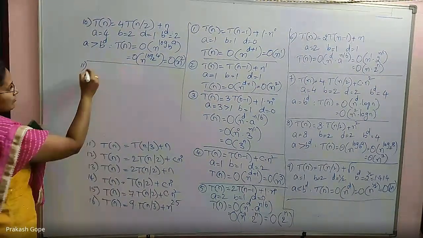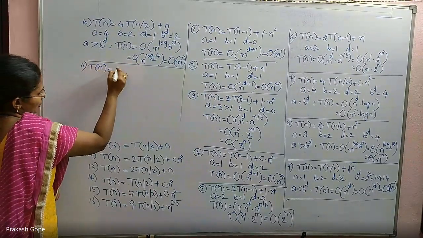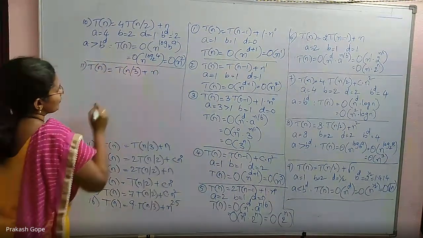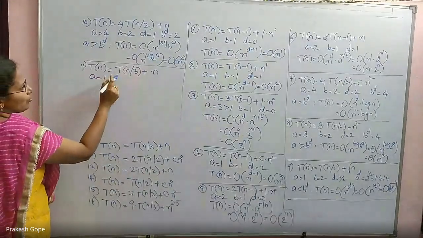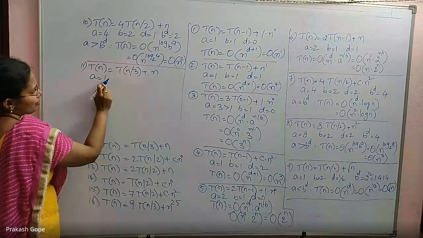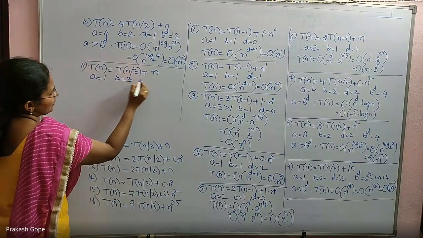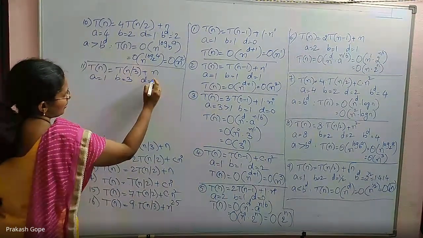11th question. T of n is equal to T of n by 3 plus n. So A equal to 1 because it is A into T of n by B. B is 3, D is n power D, D is 1.